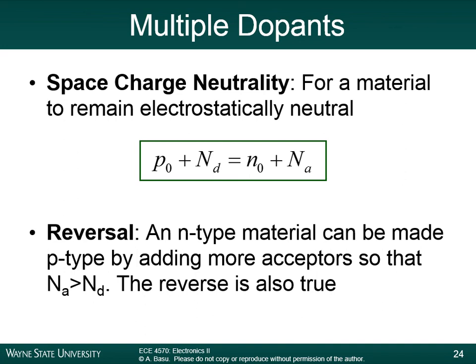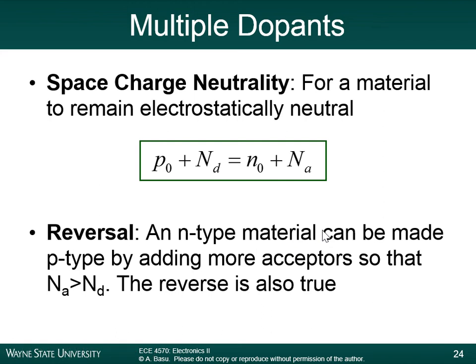When you have multiple dopants, you have to maintain space charge neutrality. For a material to remain electrostatically neutral, this has to hold. P0 plus Nd is equal to N0 plus Na. P0 is the number of holes in the material. This has a positive charge. Nd is the number of donors. This also has a positive charge.